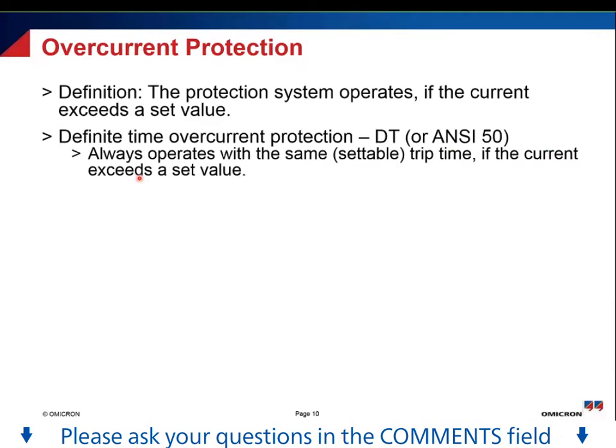Well, there are two different kinds of overcurrent protection. Typically, you have on the one hand the definite time overcurrent protection, which is also called DT, abbreviation for definite time, or with the ANSI code, it is ANSI code 50. This definite time overcurrent protection always operates with the same trip time if the current exceeds your setting value. And this trip time can be defined also as a setting. So if the current is above your threshold value, then it always trips with the same time.